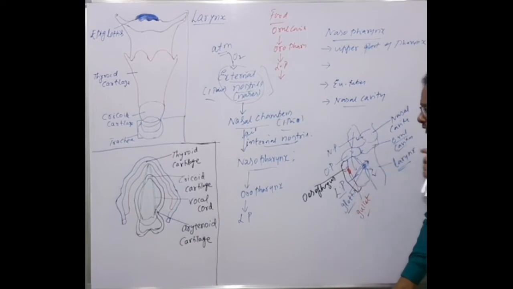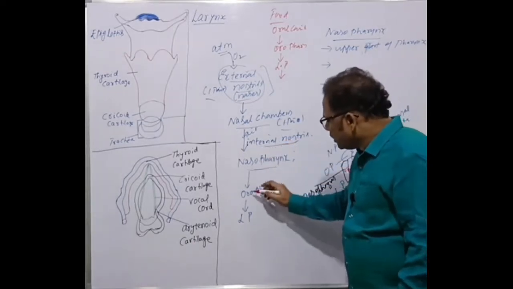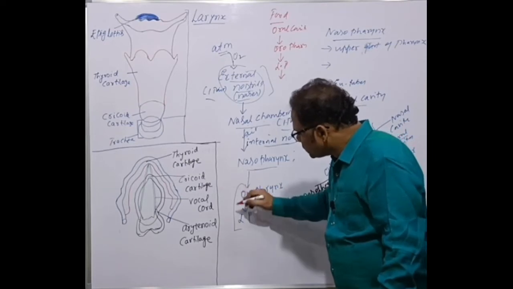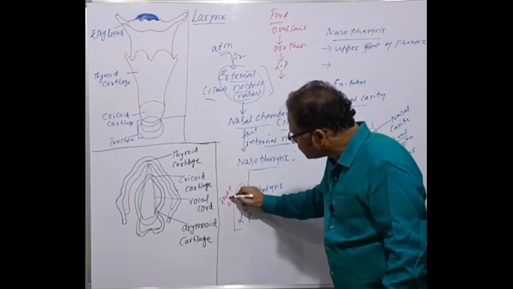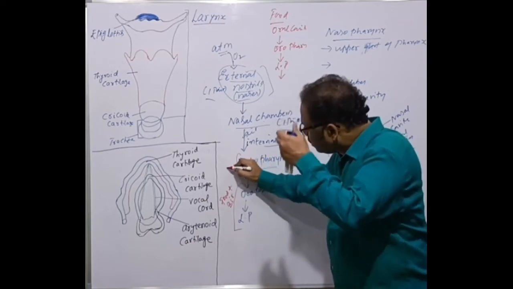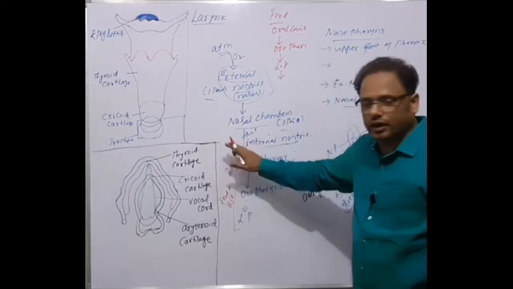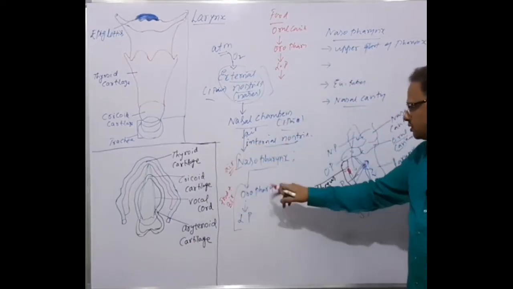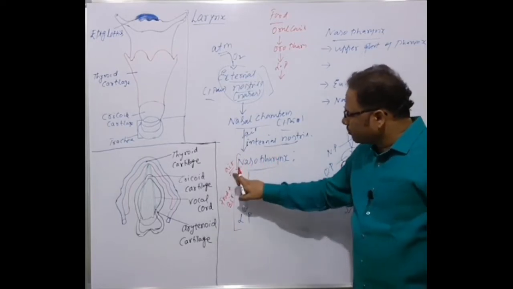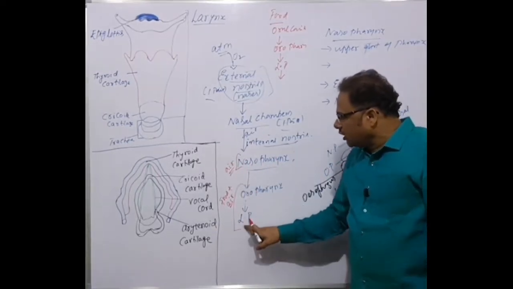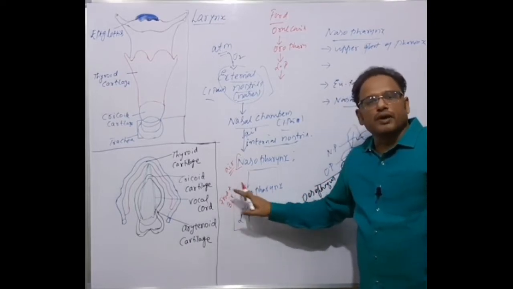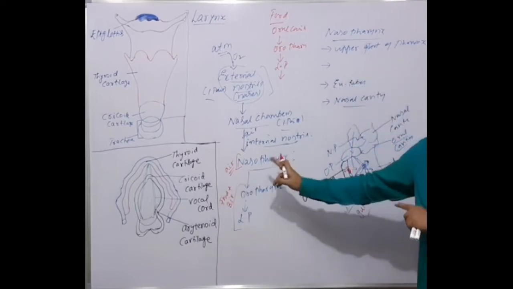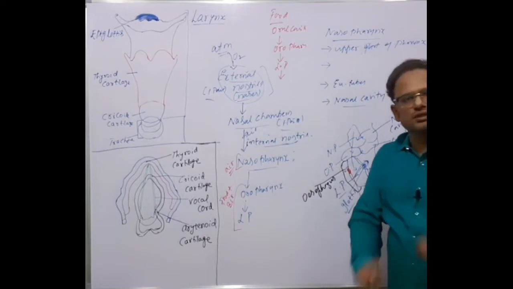So we can say, see, the oropharynx and laryngopharynx are common food passages plus air passages. But this one is only an air passage. Remember this point. A very, very important point here. The nasopharynx is only an air passage, whereas the oropharynx and laryngopharynx are food as well as air passages. That is, they connect the digestive system with the respiratory system. Yes, students.